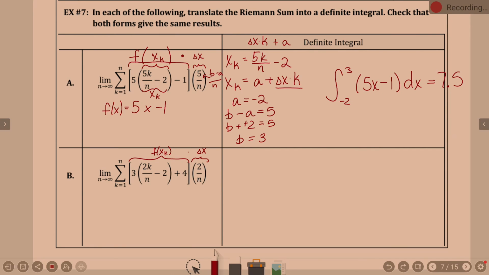We know that form is the f of x sub k times delta x. So delta x is going to be 2 over n. What is this function? What is f of x? Three x plus 4. And if she's saying it's 3x plus 4, then that means she's trying to tell me that x sub k is 2k over n minus 2. This form is way too much like the last one. Oh well, good practice, right? Good practice while we get used to it.